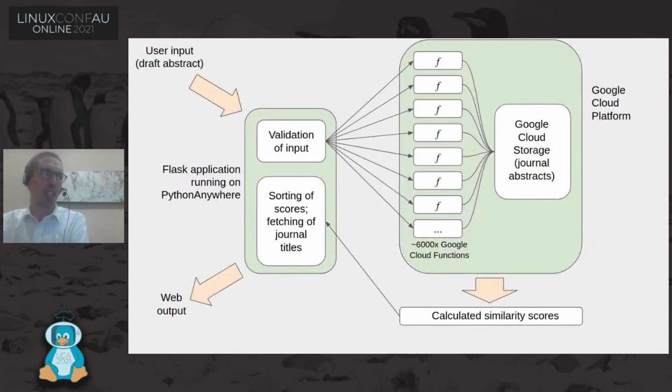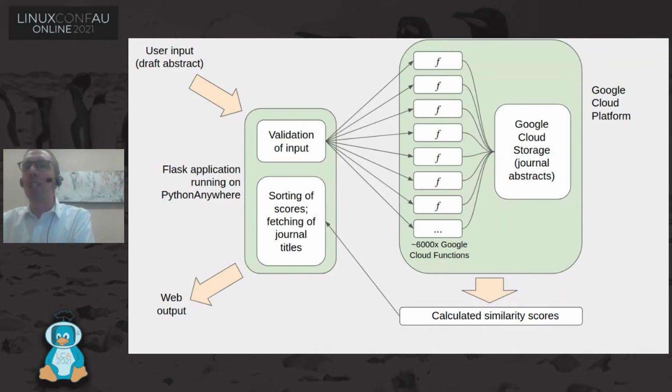So here it is visually. I know diagrams like this can make your eyes bleed. I tried to make it as straightforward as possible. I'm gonna explain this really, really quickly. The user at the top left inputs their draft abstract. It gets validated for being an appropriate number of characters, like not too long or anything. It checks to make sure it's in English. It calls this cloud function about 6,000 times. I've shown about 7 of them there.